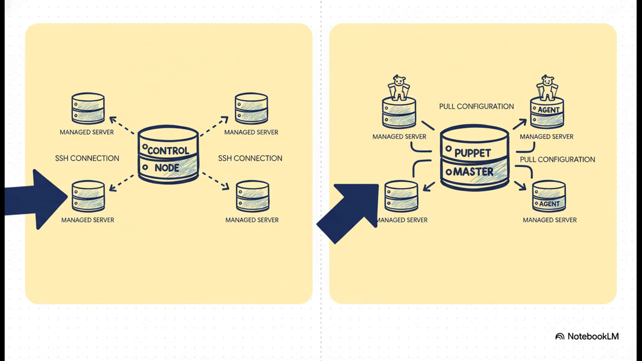Now, Puppet, on the other hand, is pull-based. It uses what's called a master agent architecture. You install a small piece of software, an agent, on every server. That agent then regularly checks in with a central Puppet master to pull down its configuration. It takes a bit more setup at the start, but it's incredibly powerful for managing the state of your systems over the long haul.